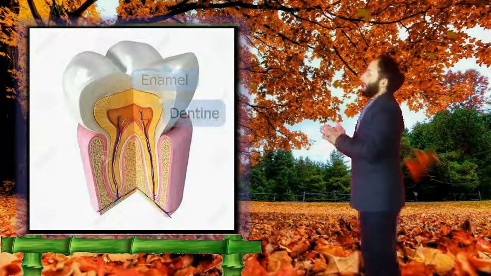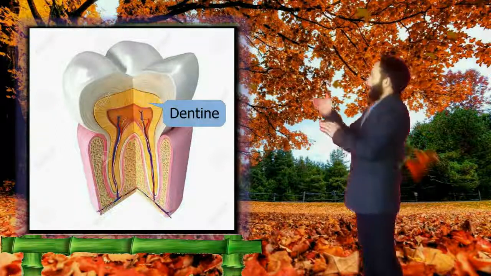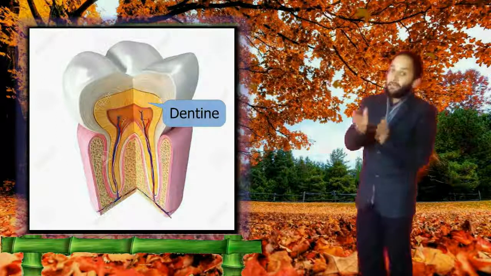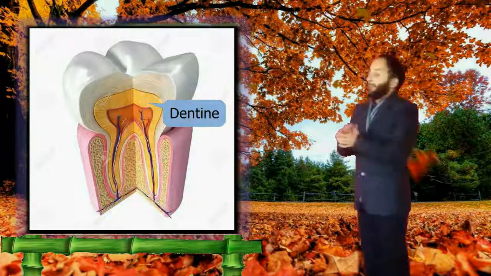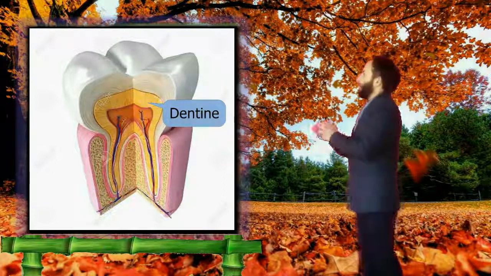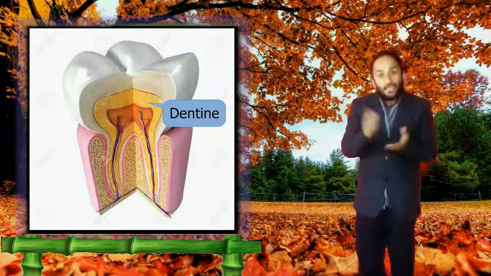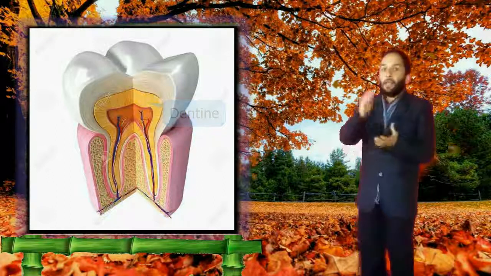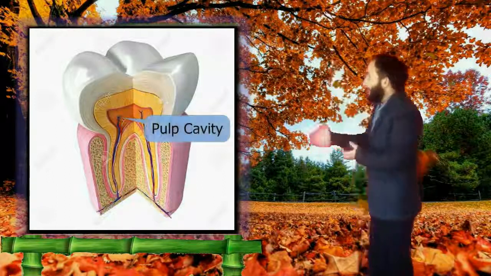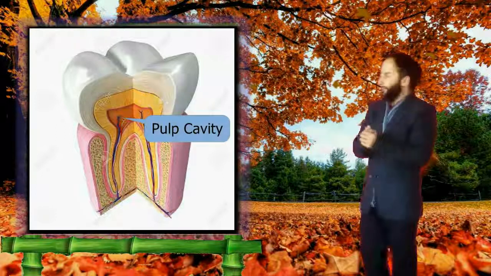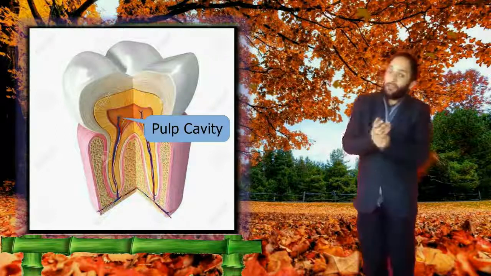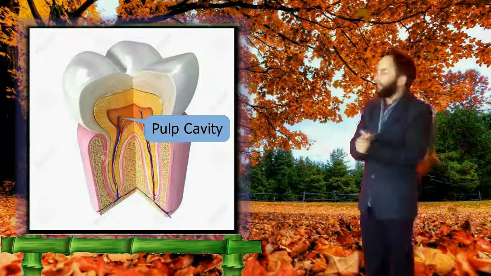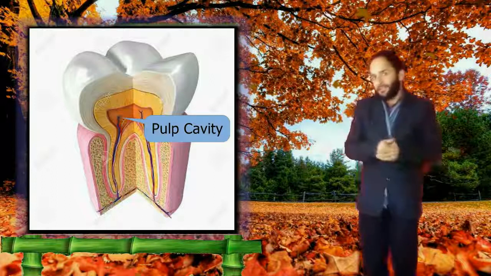The second layer is dentine. It forms the major part of the tooth. Chemically, it is similar to bone, being formed of calcium carbonate and phosphates. It is yellowish in color. The next layer is the pulp cavity. It is made up of connective tissue, blood capillaries and nerve fibers. It provides nourishment to the tooth and is very sensitive to pain.